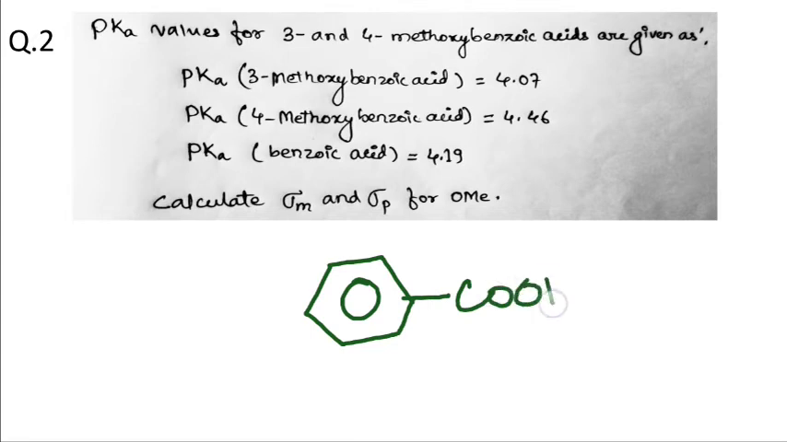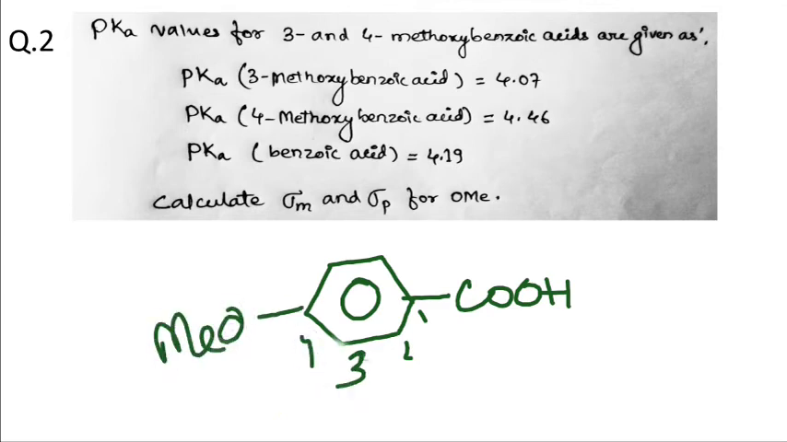That is benzoic acid. Okay, 1, 2, 3, that means here OMe. This means this is the 3-methoxybenzoic acid, and this is position 4, so if it is OMe here, that means it is 4-methoxybenzoic acid, this one, right? So their pK values are given, so we have to calculate sigma m and sigma p, meta substituted and para substituted sigma values.